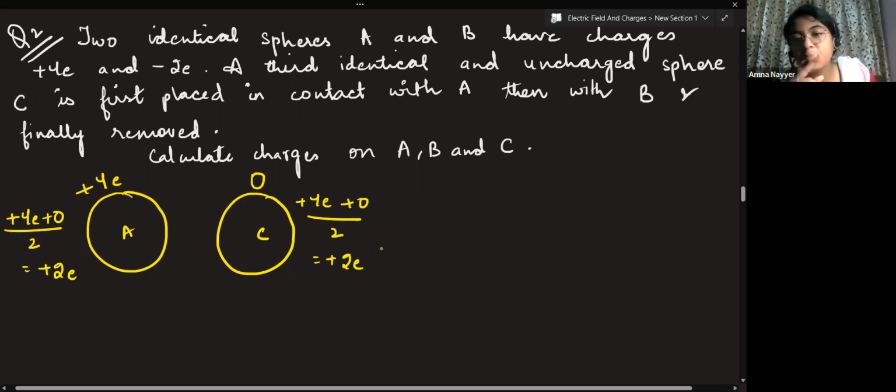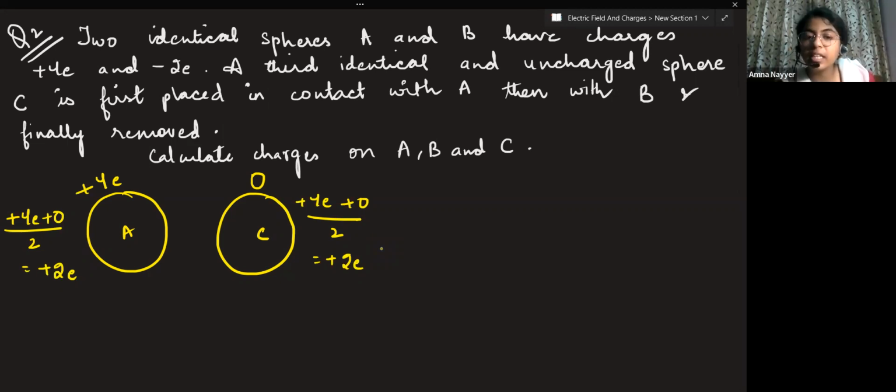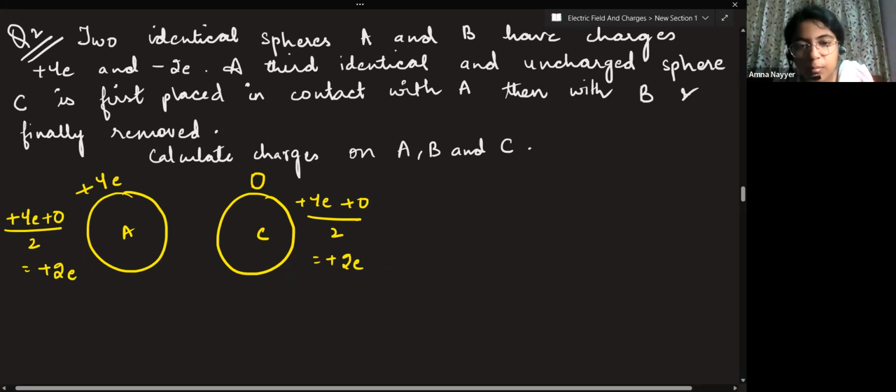Now see, the second part of the question says, once it is brought in contact with A, which we have done, then it is brought in contact with B as well. It means now first C and A are made in contact. So transfer of electrons has occurred. Now C is no more uncharged. It is 2 units positively charged. So this will be plus 2E for C.